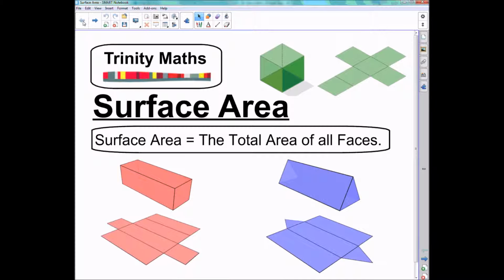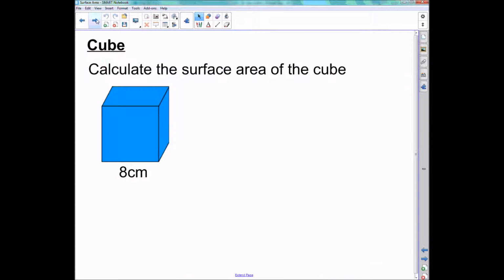Now surface area is calculated the same for any 3D shape. Basically what you want to do is find the area of all of the faces and then add them up. So basically the surface area is the total area of all the faces. So this is something that you need to remember when you're going into your exam. So first off, I'm going to start off with a cube.